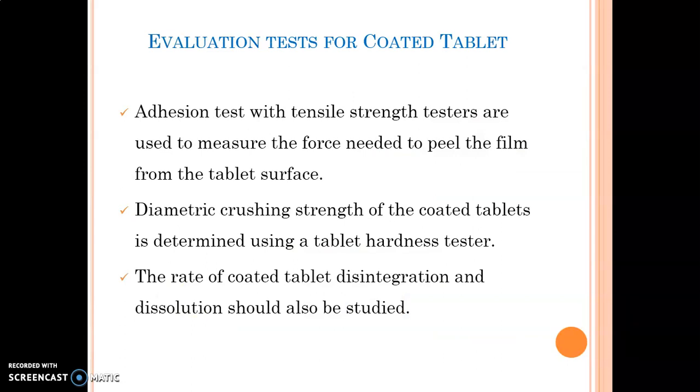And these are the evaluation tests for the coated tablets. Adhesion tests with a tensile strength tester are used to measure the force needed to peel the film from the tablet surface. Second, the diametric crushing strength of the coated tablets is determined using a tablet hardness tester. And the release of coated tablets, that is disintegration and dissolution, these two tests are done using the disintegration and dissolution apparatus.